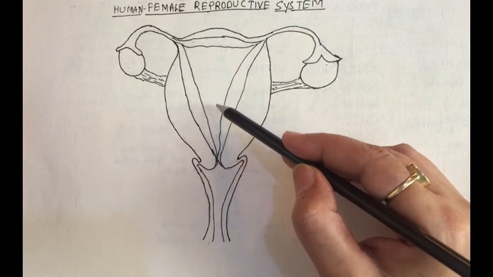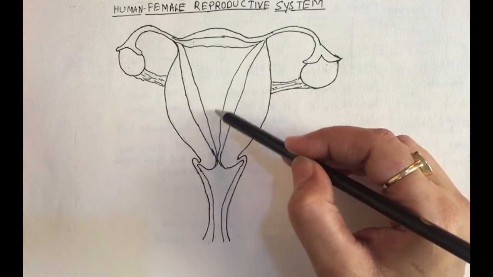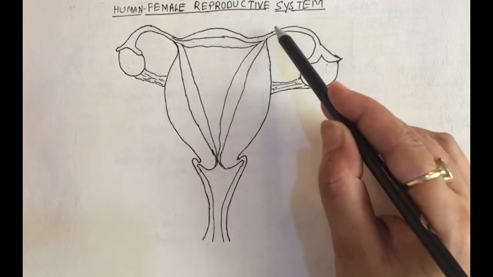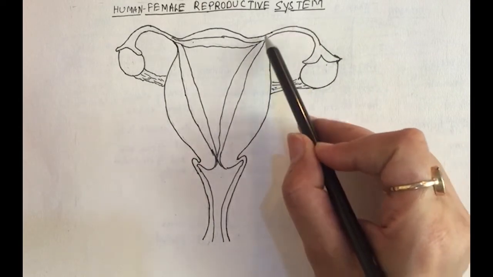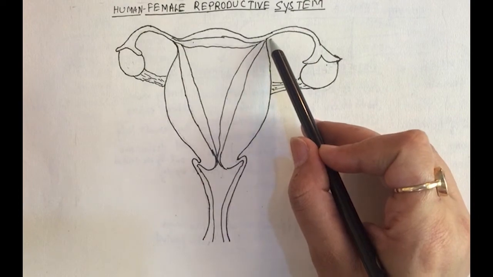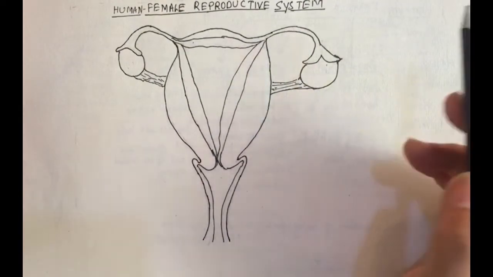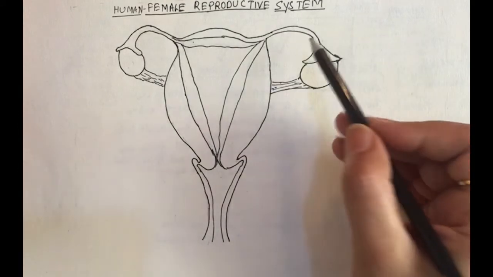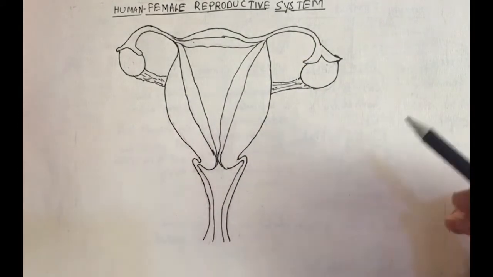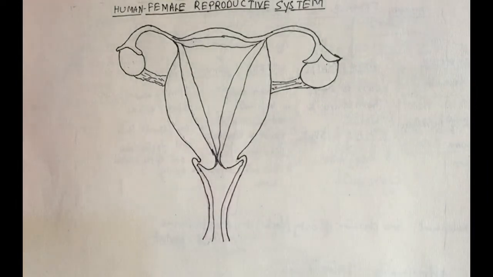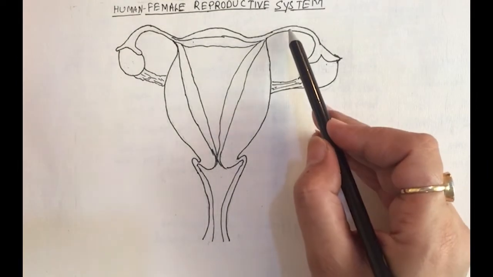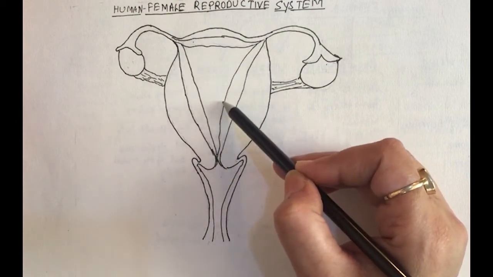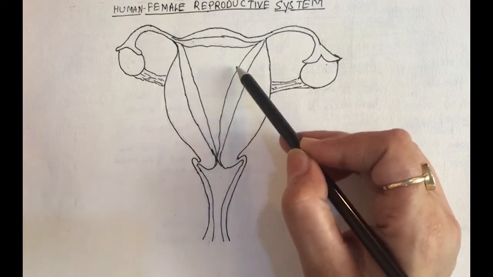Okay, this is the site for fertilization, right? When the sperm enters the female reproductive system, it reaches the oviducts here, right? And this is the place where the fertilization will take place. When the fertilization takes place, the first cell which is formed is known as zygote. The zygote then divides, redivides and changes into embryo. Embryo comes here in this area, which is the uterus area.